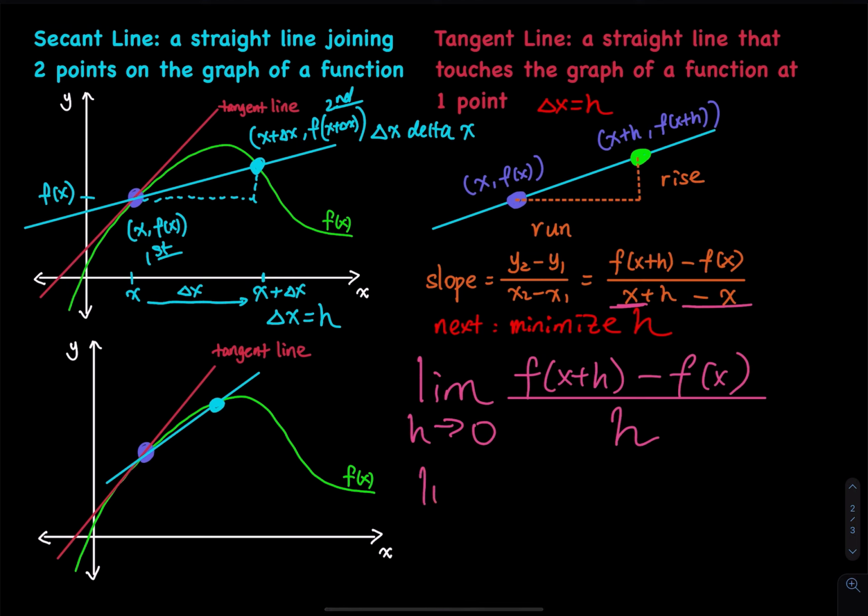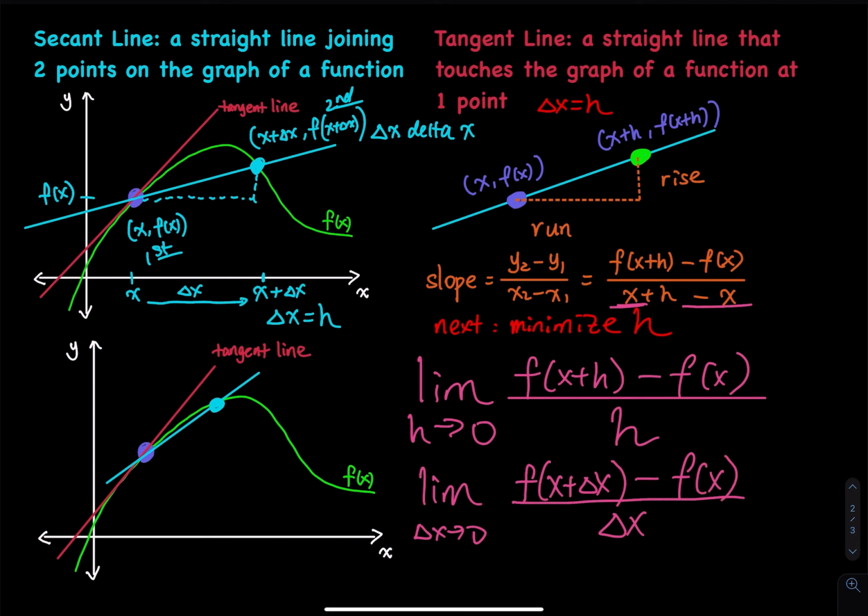So for some textbooks, they will just do limit as delta x goes to 0, and then they draw a fraction bar. So this is delta x, and then this is f of x plus delta x, and then minus f of x. So what is this called? This is called the limit definition of derivative.